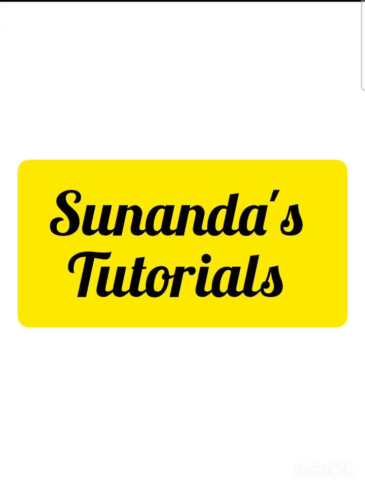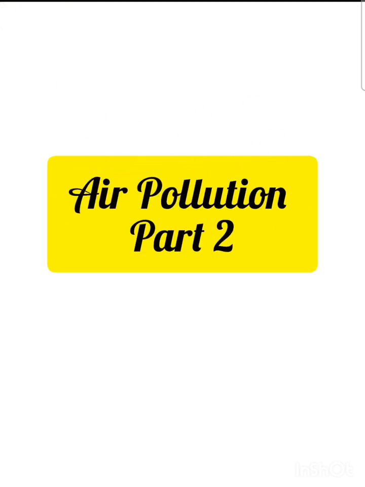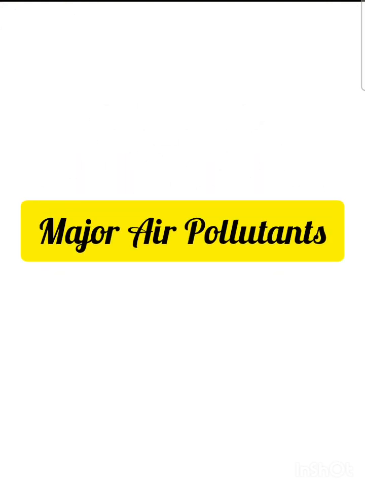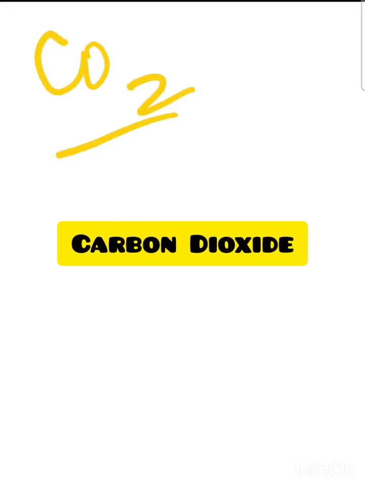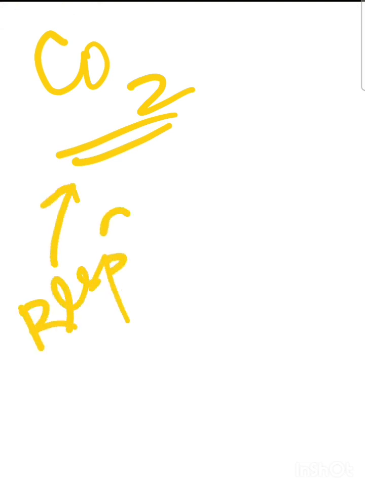It is the part 2 video of air pollution, and in this video we will discuss the major categories of air pollutants. So the first one is carbon dioxide, that is CO2. Carbon dioxide is formed in the process of respiration and generally taken up by plants during photosynthesis. So it is a cyclic process: released by respiration and used up in photosynthesis as raw material.